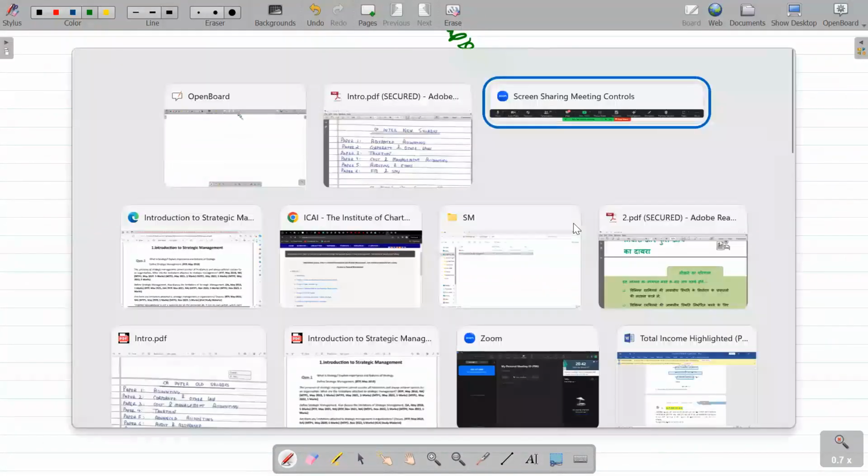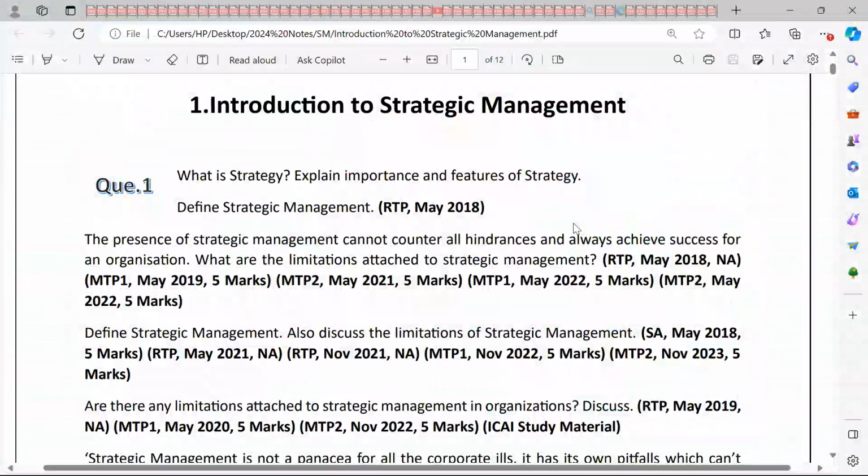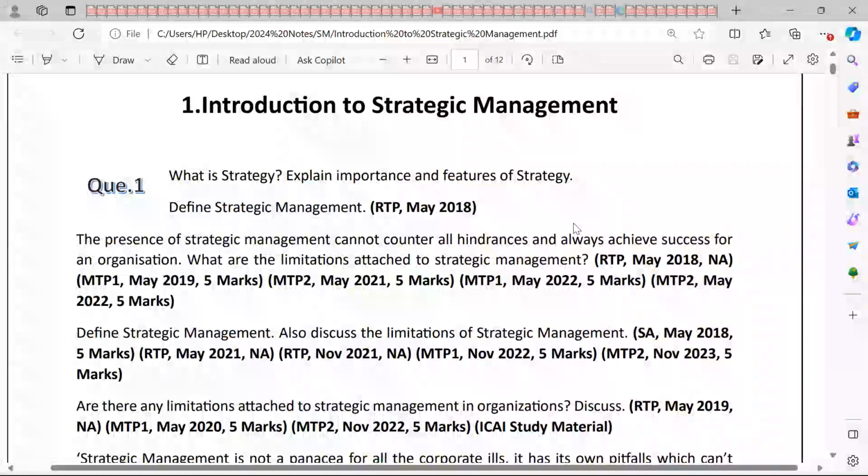So guys, do you know why strategic management is difficult for you? It seems very easy when you study by yourself, but why does it become difficult? As ma'am already mentioned, reading the chapter is very easy, but to retain it is very difficult. Whatever you retain is what you will write in the exam.